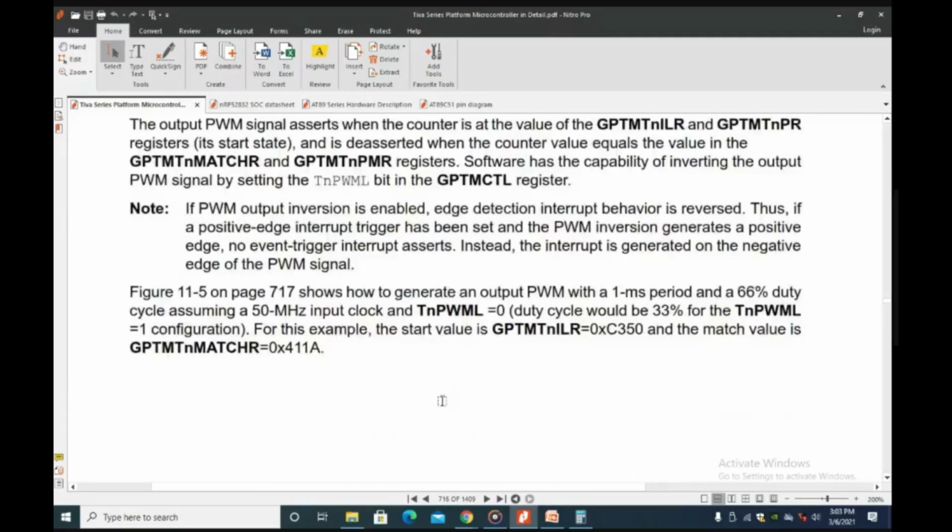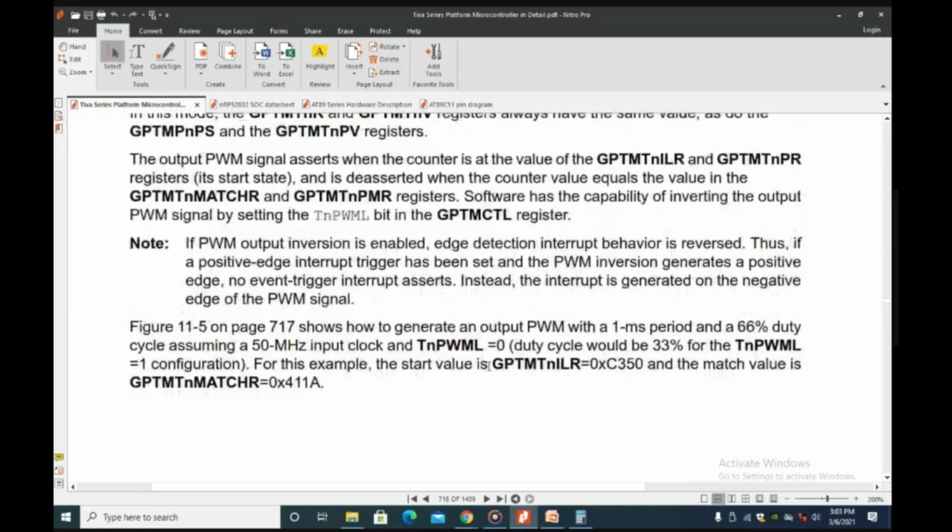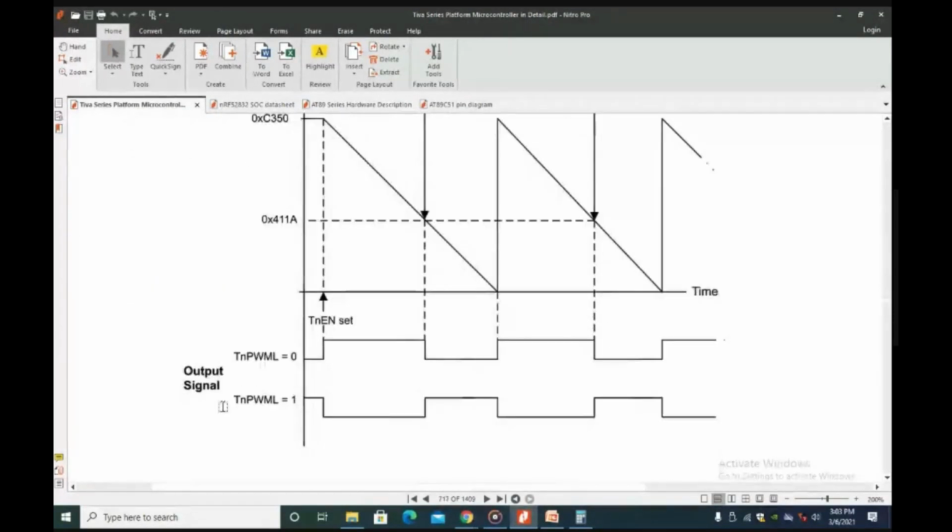That is what is being told here, right? You can study this later and you will understand. Figure 11.5 on page 716 shows how to generate an output PWM with a 1 millisecond period and a 66% duty cycle, assuming a 50 MHz input clock and the corresponding registers. Okay, so this is how you have to generate PWM.